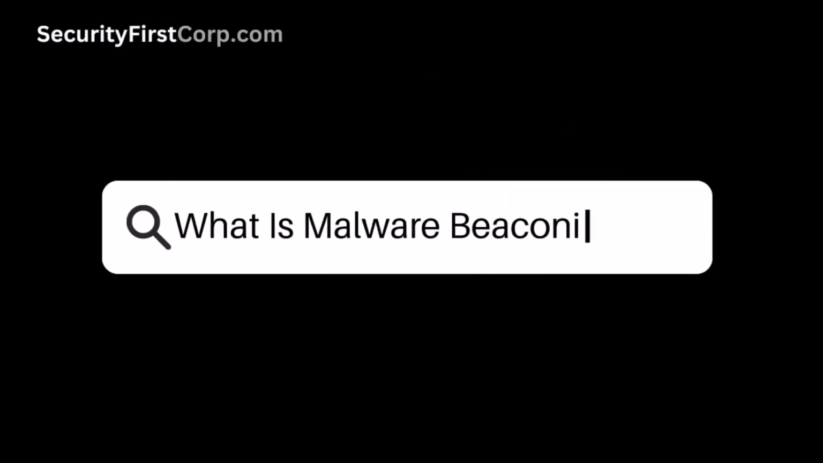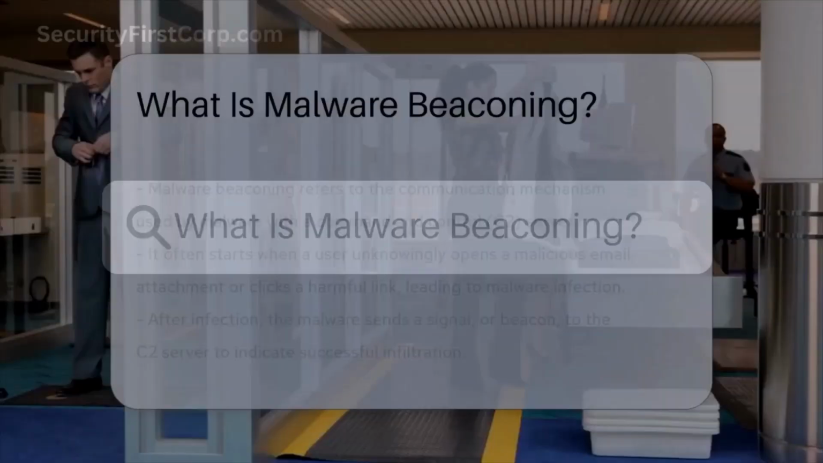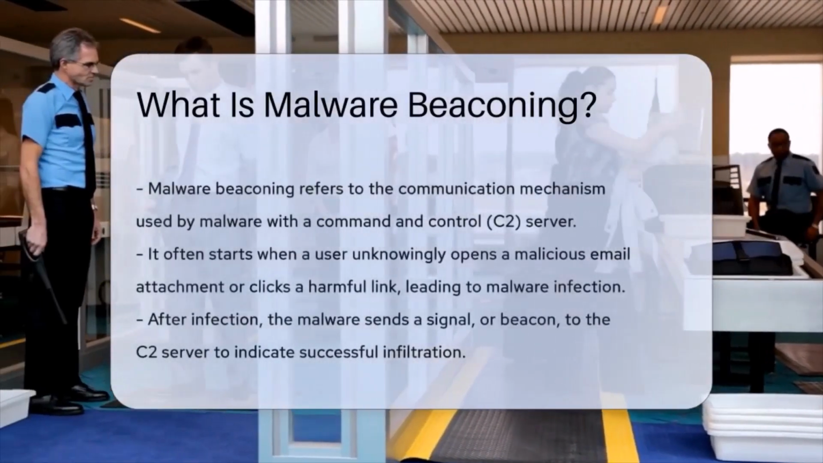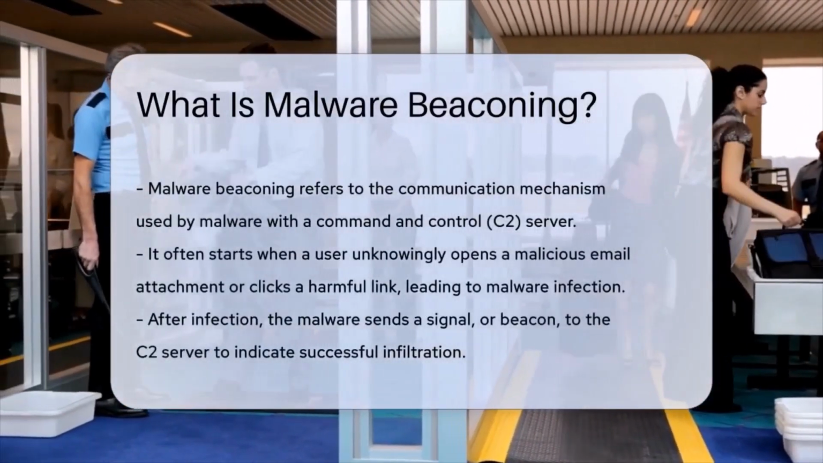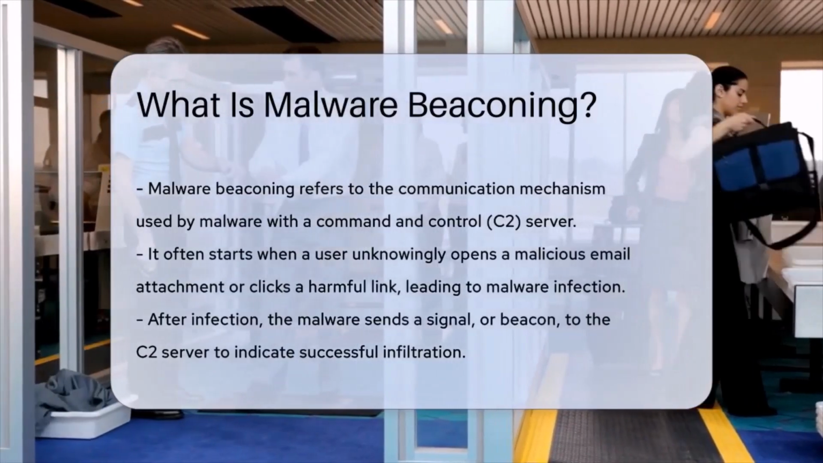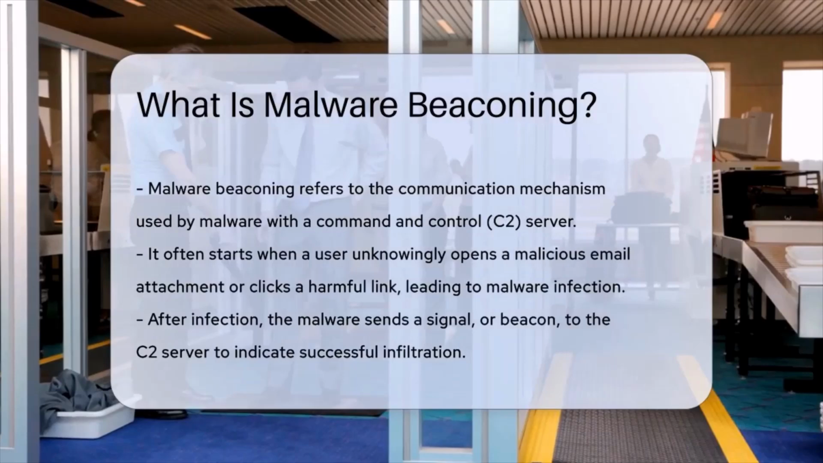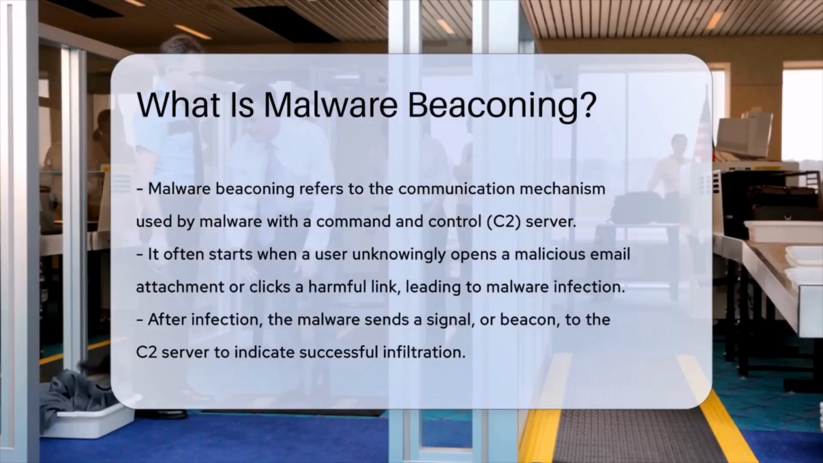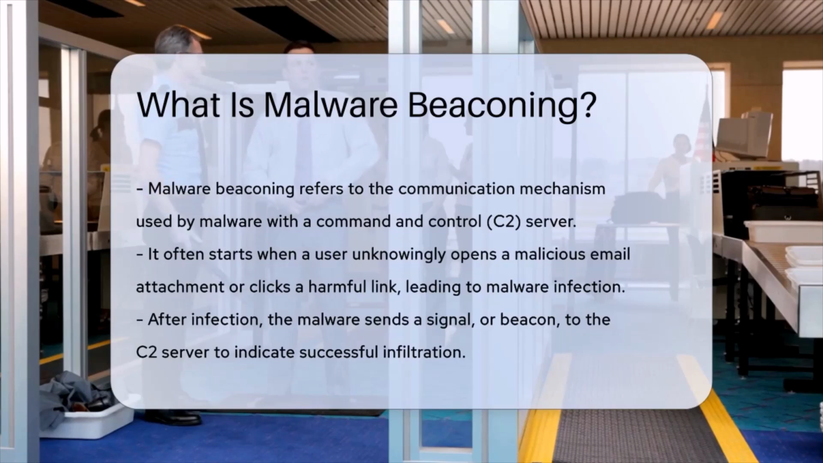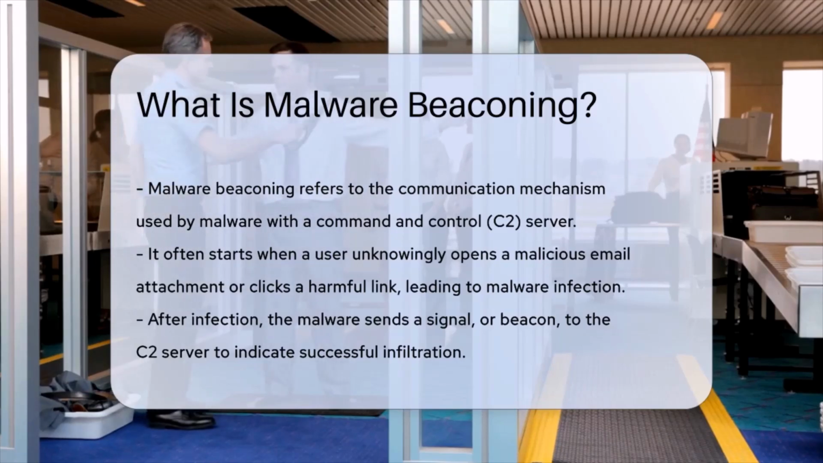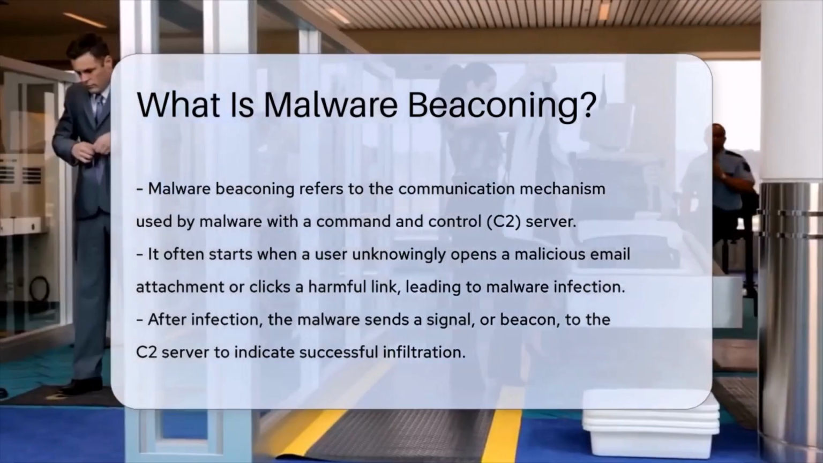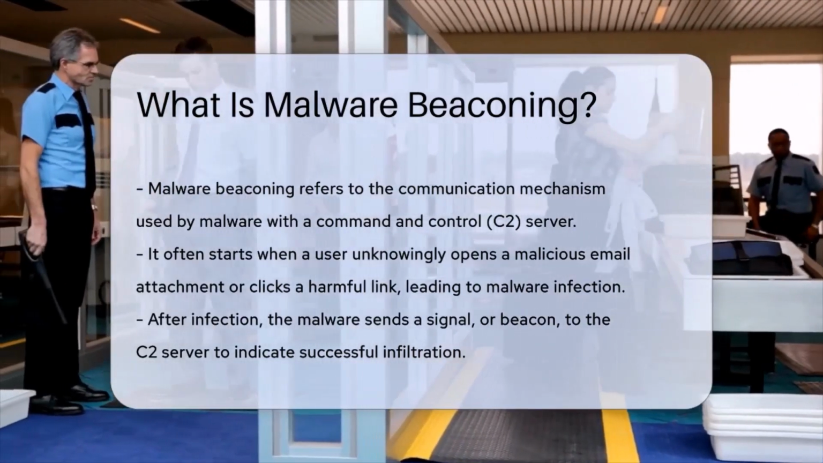What is malware beaconing? Imagine you receive an email that looks perfectly legitimate, but it's actually a trap set by a malicious actor. Once you open the attachment or click the link, malware infects your computer. But how does the malware communicate with its creators? This is where malware beaconing comes into play. Malware beaconing is a mechanism used by malware to communicate with a command and control C2 server. After the malware infects a system, it sends out a signal or beacon to the C2 server.